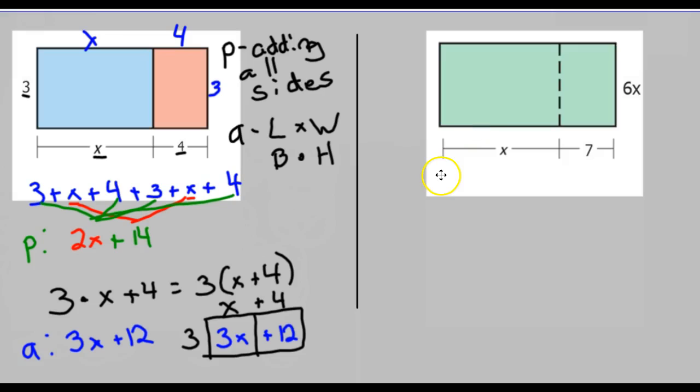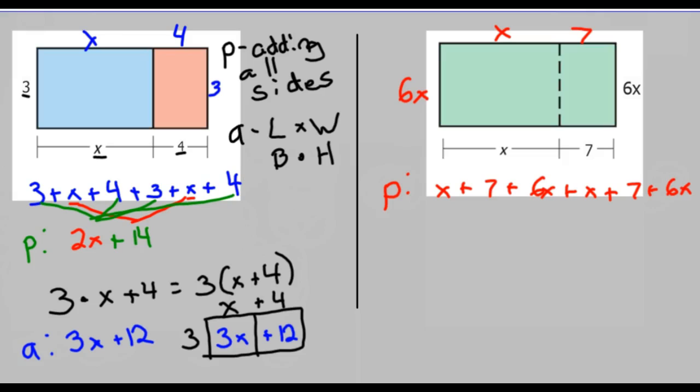Let's look at this second rectangle. First of all, we're going to look for our perimeter, so we're going to add up all our sides. We have x plus 7 plus 6x. Now we don't know our other sides, but we can easily find them. This side is similar to this side, so that's going to be another 6x. This side is similar to x, and this side is similar to 7. We have another x, 7, and 6x. So we have x plus 7 plus 6x again.